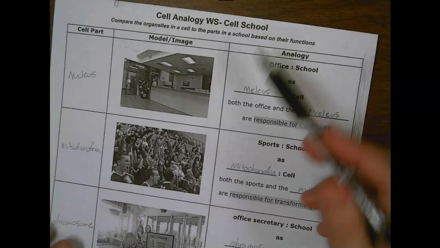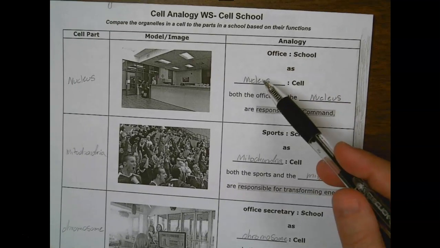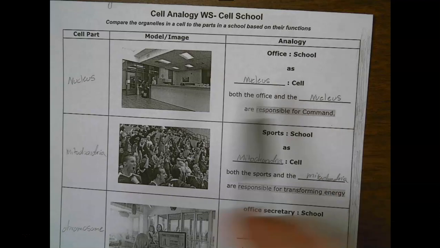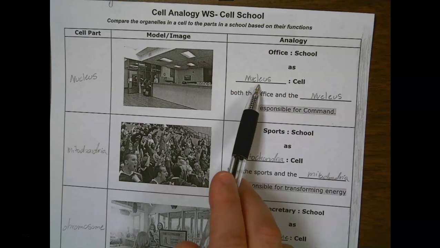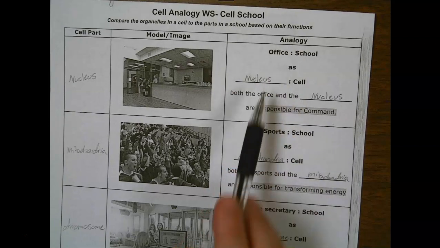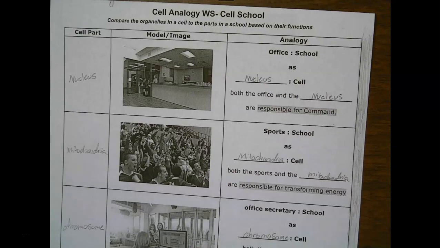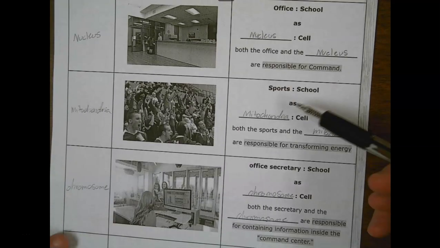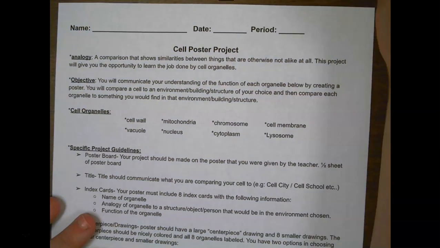If y'all remember, we did this cell school and we were comparing your organelles to parts of the school. We said the nucleus was like the office because both of them are responsible for command. The office commands the school, the nucleus commands the cell. And we were just going through and finding different analogies for the parts of the school that do the same job, the same function as the organelles. Well, that's what you're doing with your project, except you are picking a different analogy besides a school.